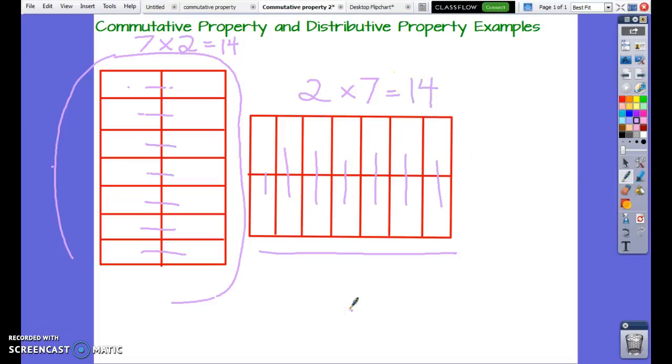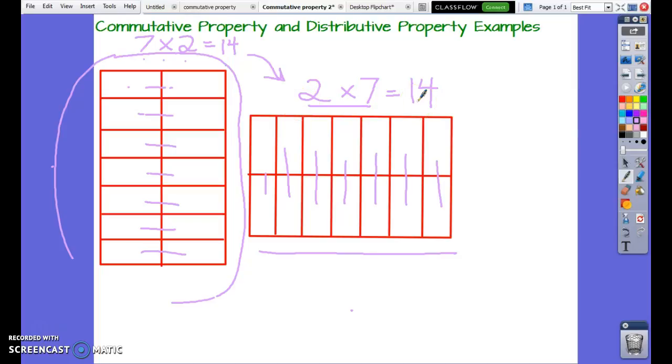So this is an example of commutative property. If you know 7 times 2 equals 14, then you know that 2 times 7 equals 14. So that is commutative property. Even though the arrays, or the groups, or the picture does not look the same, because of commutative property, it doesn't matter what order these factors are in, they still will equal the same product.